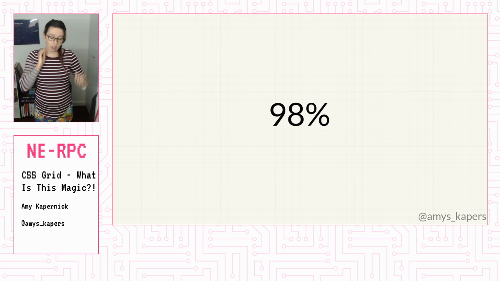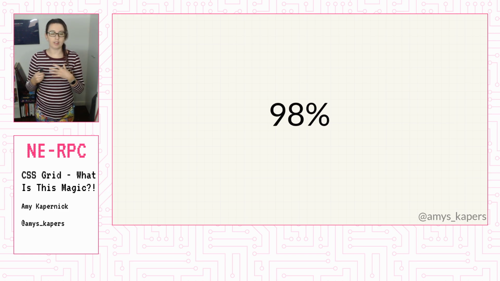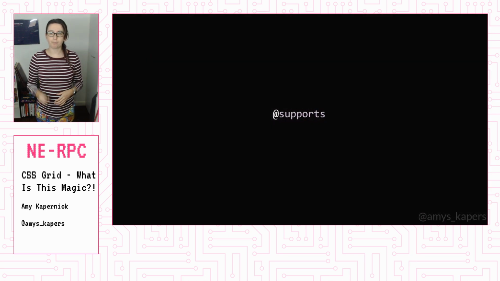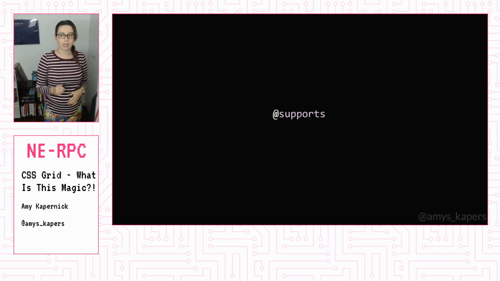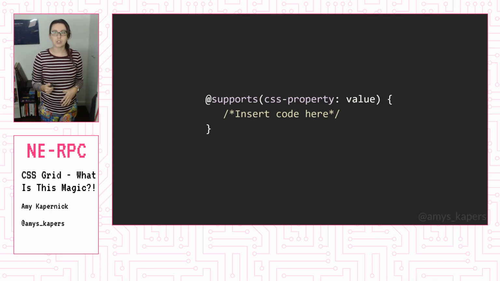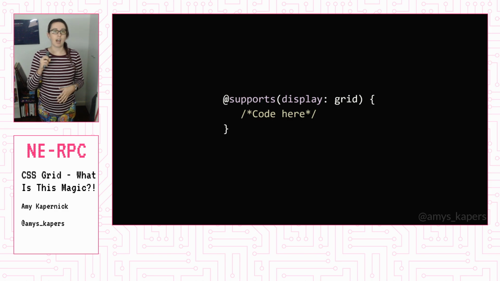Now, the really cool thing with using CSS is it's also really easy to make sure we're not delivering unsupported code to browsers because we have a thing called the supports query. The supports query is similar to a media query, except it allows us to define a CSS property, a value, and insert CSS code in there. So for example, we can set CSS to @supports display grid, put our code inside of there, and if the browser doesn't know what to do with display grid, it won't process the code inside of it.